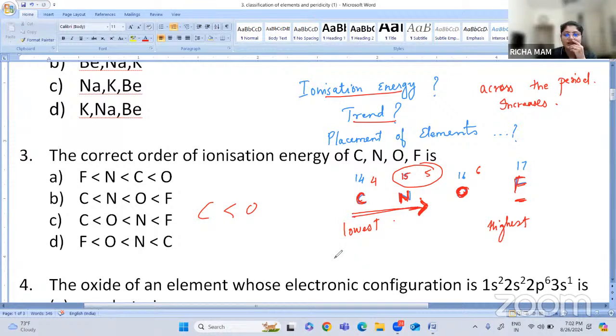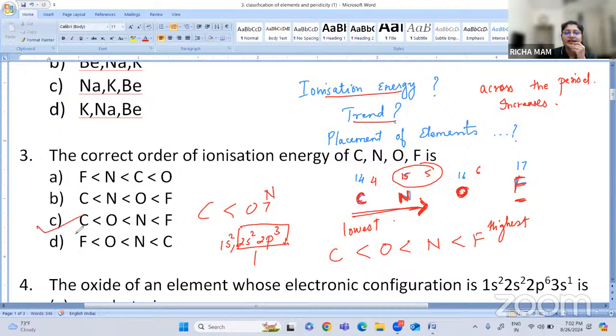Okay, so because of that, first you will have carbon, then oxygen, then nitrogen, and then fluorine. Because if I see nitrogen, it is 7, so it is 1s2, 2s2, and 2p3. Okay. So what you can see, there are 5 electrons in its outermost shell. So slight stability is there.